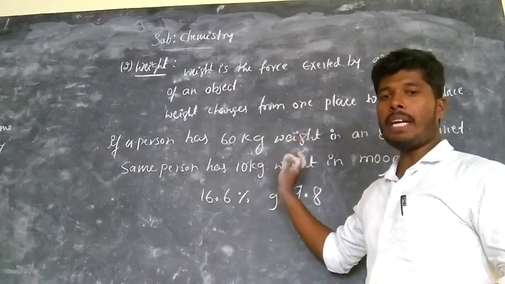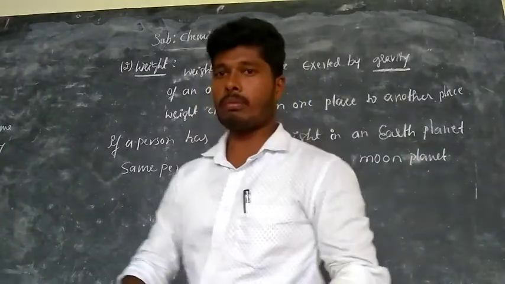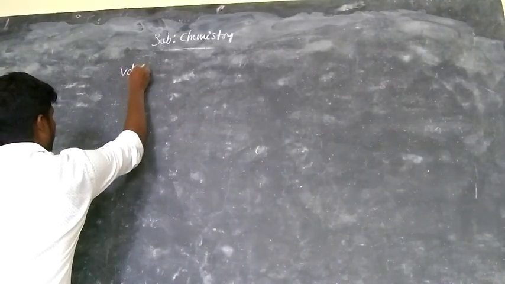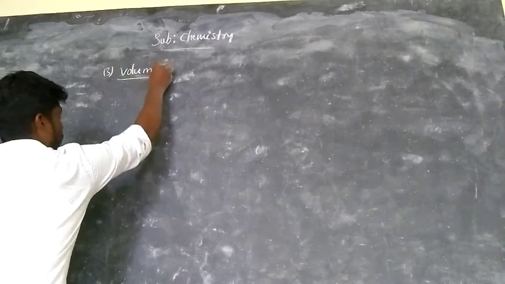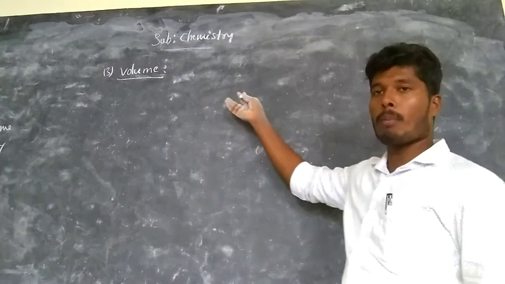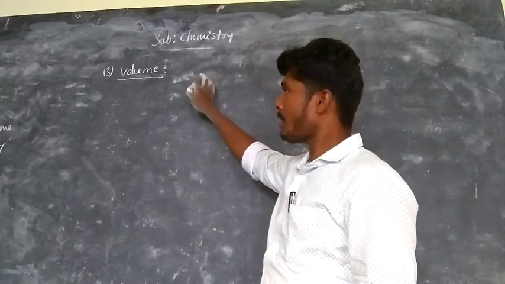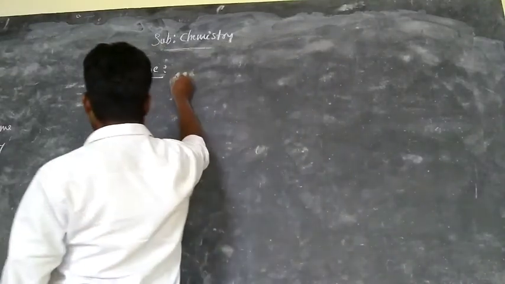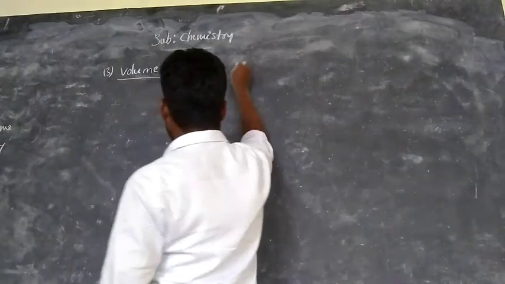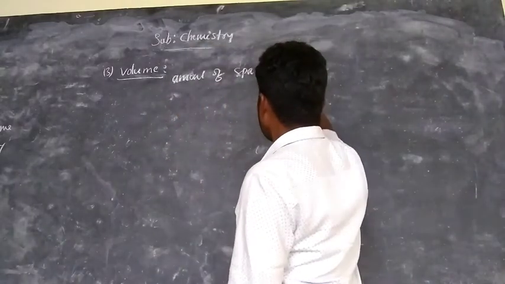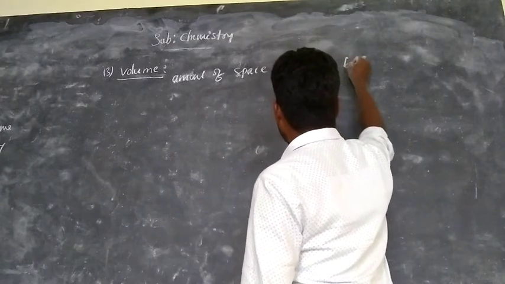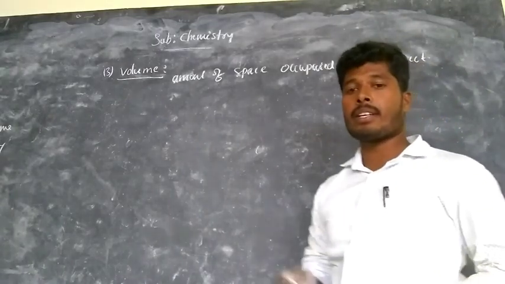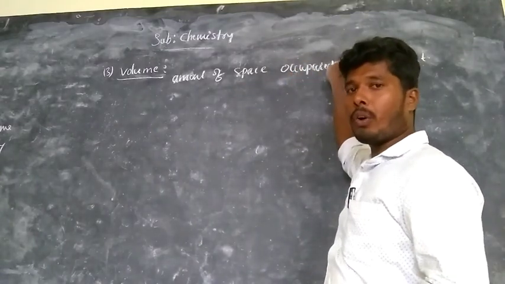After knowing weight, the next concept is volume. Volume is defined as the amount of space occupied by an object. Volume is the amount of space occupied by the object, is called volume.